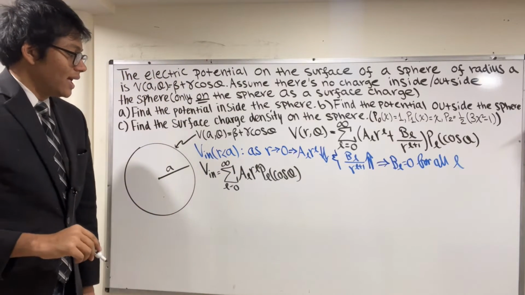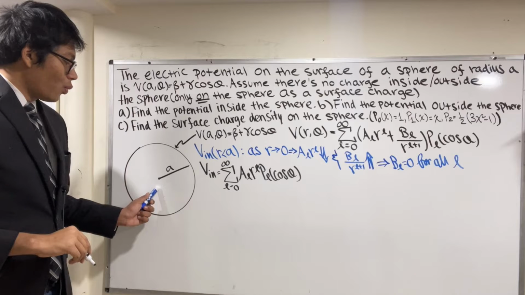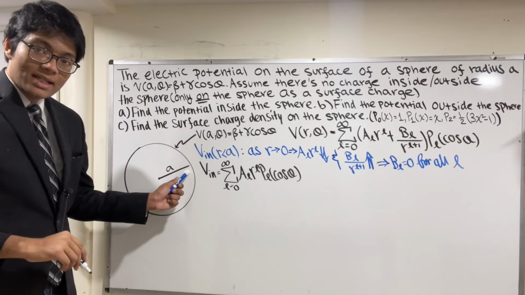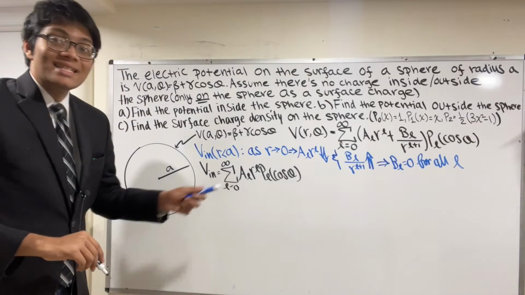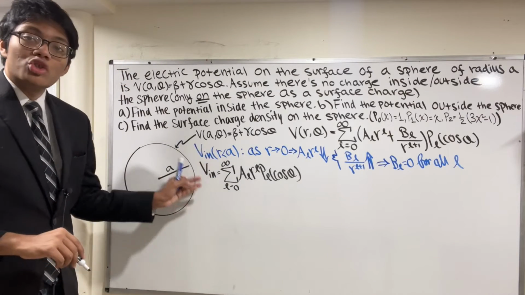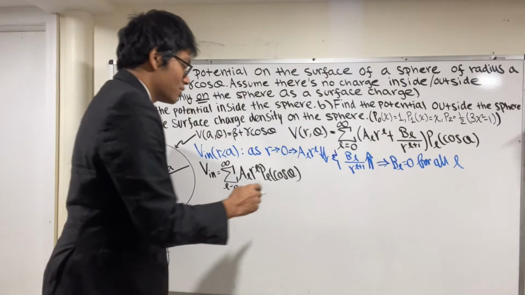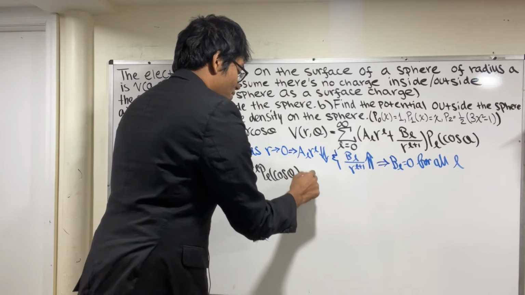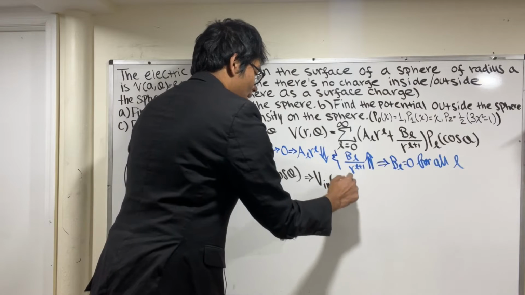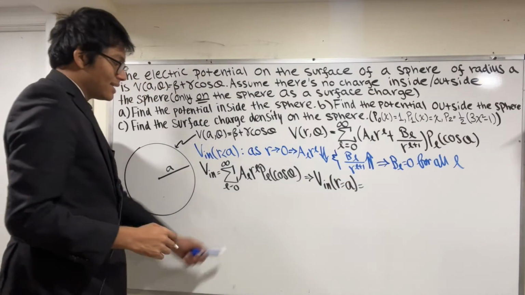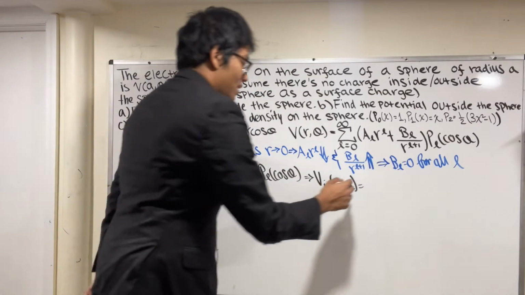Okay, well now I can go walk to the surface and use that boundary condition to figure out what A sub L has to be and what terms I'm going to need from this. So I'm going to walk to the boundary. In other words, I'm going to set my radius to A, and in that case R is going to change from R to A, right?